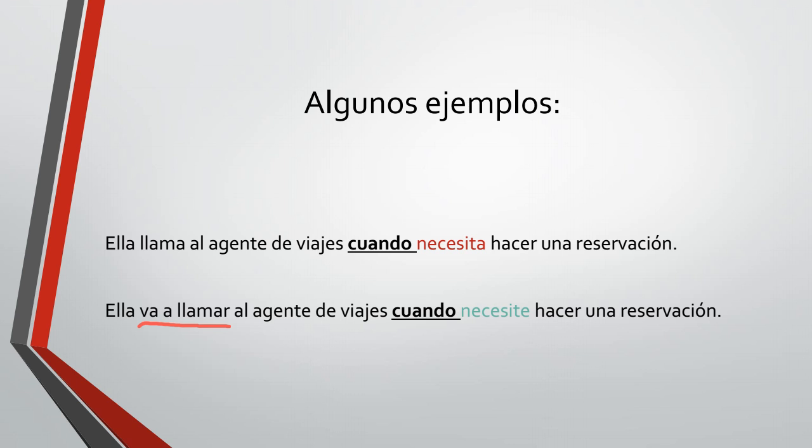So has she needed to make a reservation yet? No. So we're not really making a statement about her because she hasn't done anything yet. If she doesn't end up needing to make a reservation, then she won't end up calling the travel agent. So there's a lot of uncertainty here about this future action, and that's why we chose to use the subjunctive tense instead of the present tense.